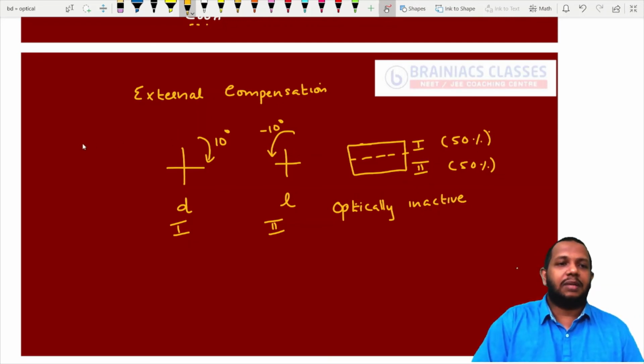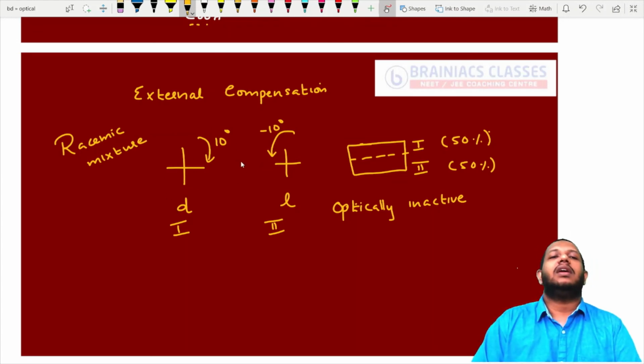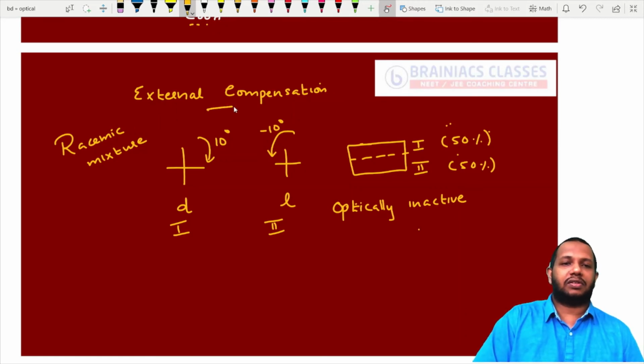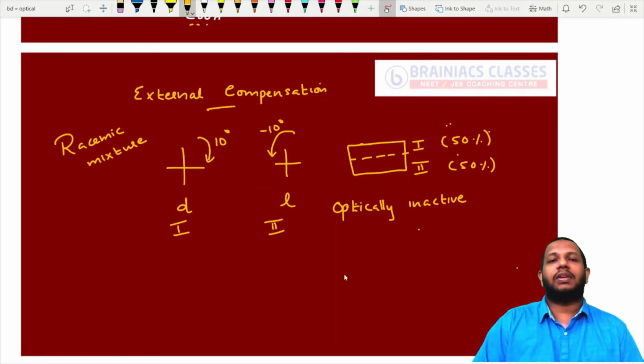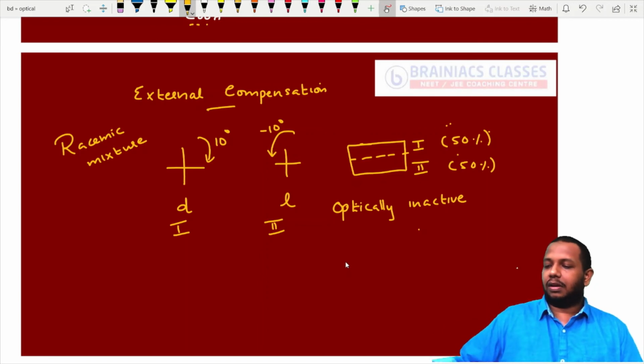Such a mixture is called a racemic mixture. Such a mixture where both dextro and levo are present in equal amount and they rotate in opposite directions is called a racemic mixture. Dextro plus levo in equal amount. Suppose this is 75% and this is 25%, then the 75 will dominate and it will rotate the PPL towards one direction. Clear? So please remember, racemic mixture is optically inactive due to external compensation, and meso compound is optically inactive due to internal compensation. Very, very important. Clear? So I have tried to explain these things.